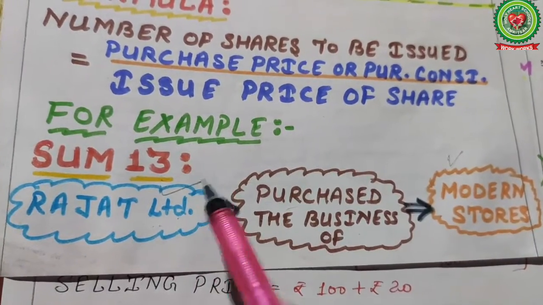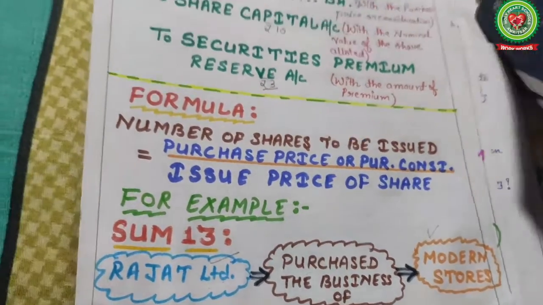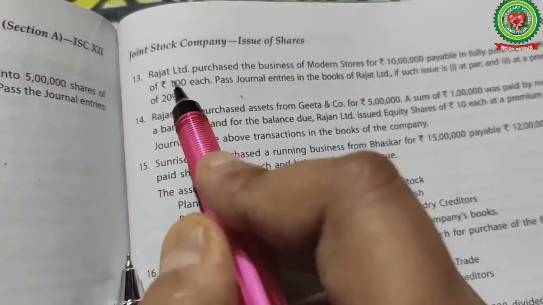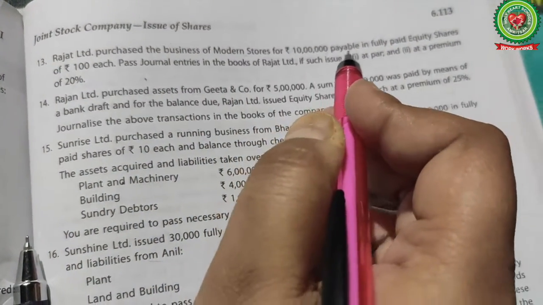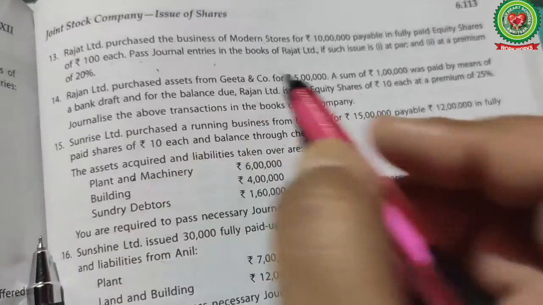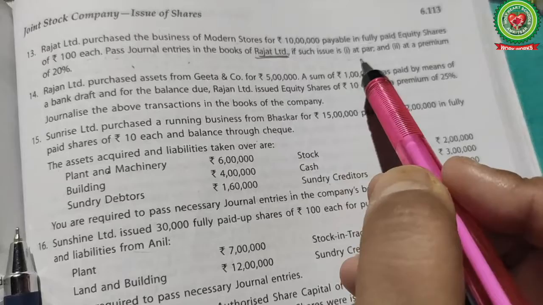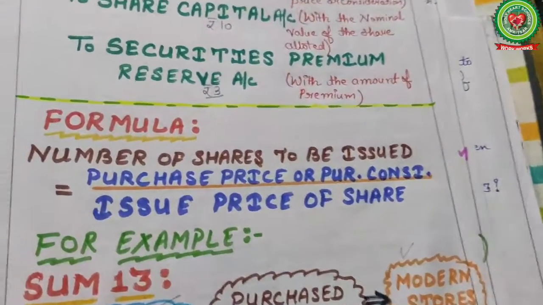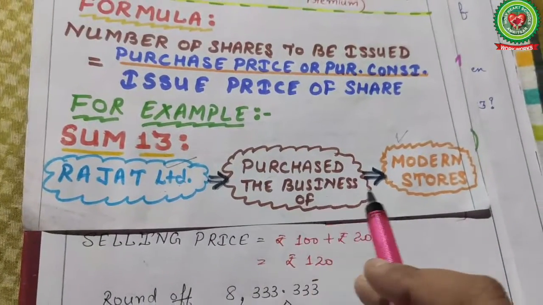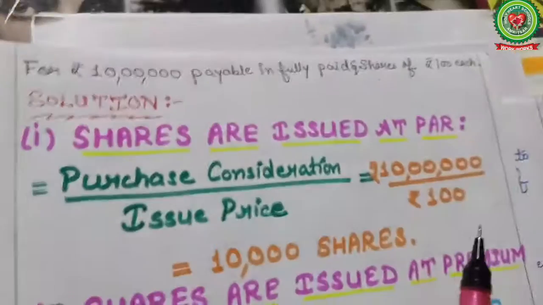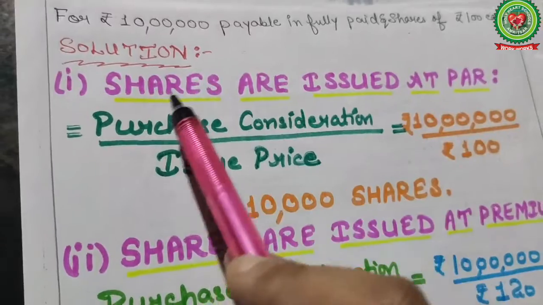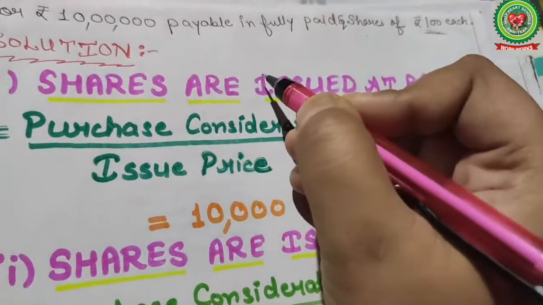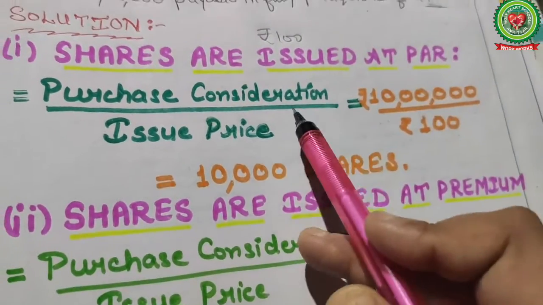Now I am going to discuss with you the book's page number 6.113. Rajat Limited purchased the business of Modern Stores for rupees 10 lakh payable in fully paid equity shares of 100 each. Pass the journal entry in the books of Rajat if such shares are issued at par or at a premium of 20%. Solution: first of all, at par. Shares are issued at par, it means rupees 100, no extra amount here. At par, face value is rupees 100. So purchase consideration here is 10 lakh.